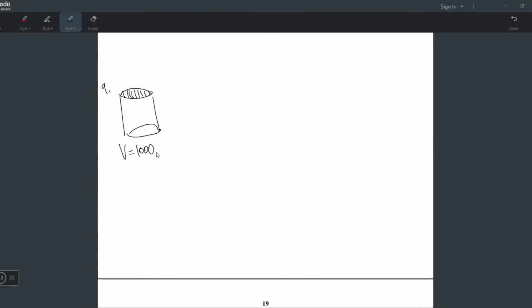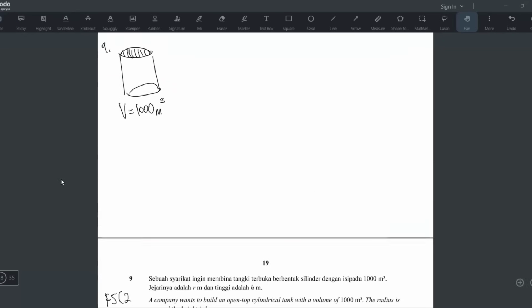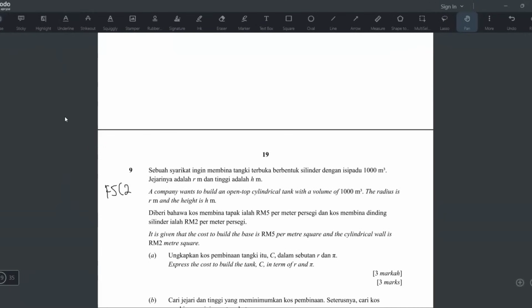It's 1000 meter cube. And tell me, what is the formula for volume of a cylinder? Pi r square h. Okay, pi r square h. What else? The radius is r meter and the height is h meter. Okay, very helpful. Radius is r meter, that means from here to here is the radius r. And then the height here is h. Okay.